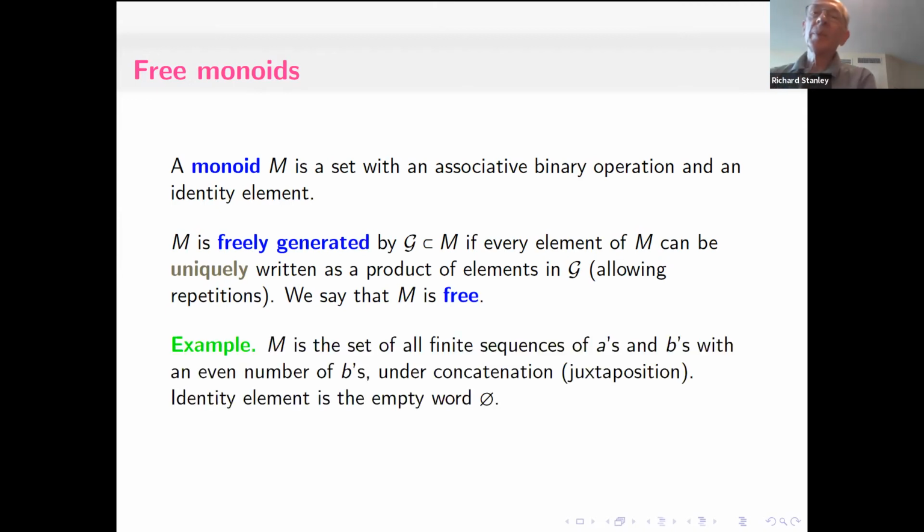Now sometimes it's not so clear whether a monoid is free or not. If we look at the set of all finite sequences of A's and B's, so you could say I'm looking at words in the alphabet A and B, with an even number of B's, and the monoid operation is concatenation or juxtaposition of words. The identity element would be the empty word. So the condition is every word has an even number of B's. Is this a free monoid?